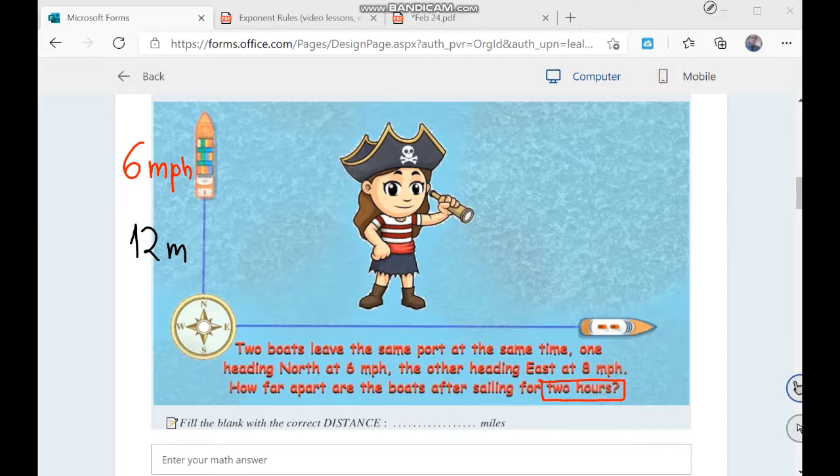Now the second boat is traveling at 8 miles per hour. And we have to find the distance. It's going to be 8 miles per hour times 2 hours. 8 times 2, 16 miles. Okay? We want to find the distance between the boats. So it's this distance here. And we don't know. We want to find this distance.